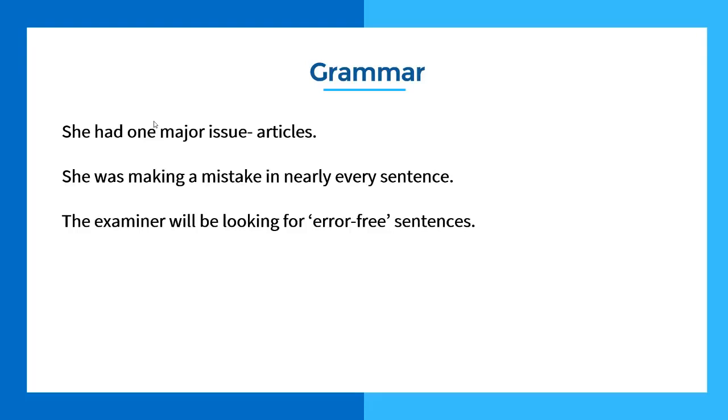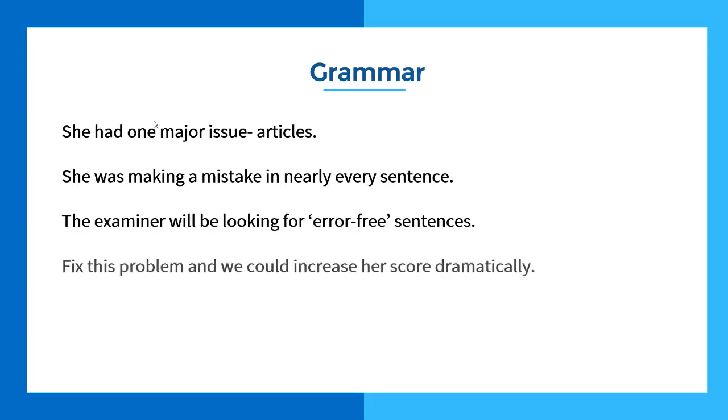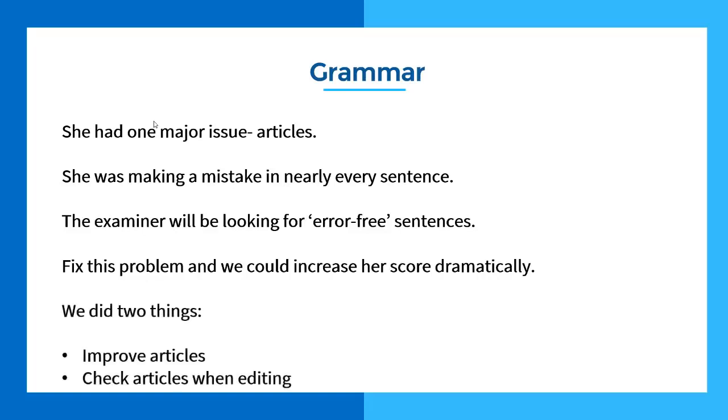You might be great with articles, but you have a problem with prepositions, or you might have a problem with punctuation, or a problem with tenses, or a problem with verb-subject agreement, or one of the other areas of grammar. But the key thing was, if we fixed this problem for her, we could increase her score dramatically, because 90% of her mistakes were article mistakes. So you fix that big problem, then the number of error-free sentences increases dramatically. So we did two things for her. We improved her use of articles, and we taught her how to check articles when editing.